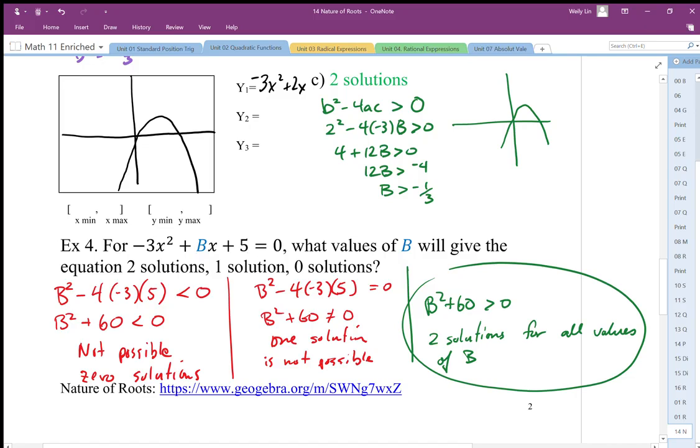So if we take a look at the animation in the next video, you'll see that as I change b, they'll always cross the x-axis no matter how I change the b value.